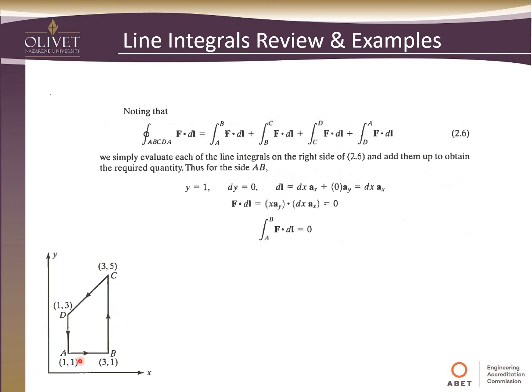So for the first one, going from A to B, we see that y is a constant at 1. As we move across here, y never changes, so dy would be 0. In this case, dL is going to be dx a_x, and there's no change in the y direction, so it's just dx in the x direction. Now if we take this dot product, remembering that our F was x a_y and our dL is dx a_x, the dot product is going to be 0 because these unit vectors are perpendicular to each other. So this first line segment is 0.